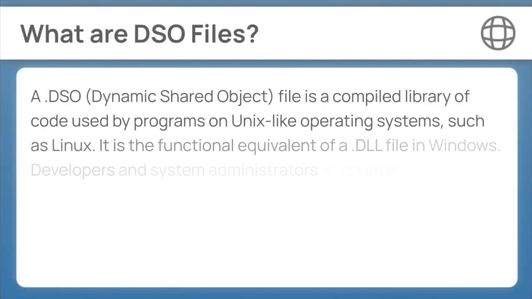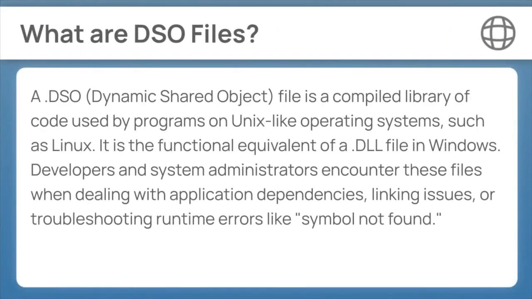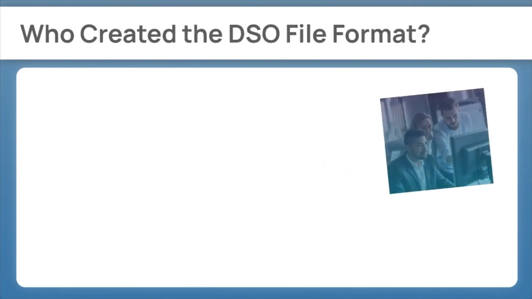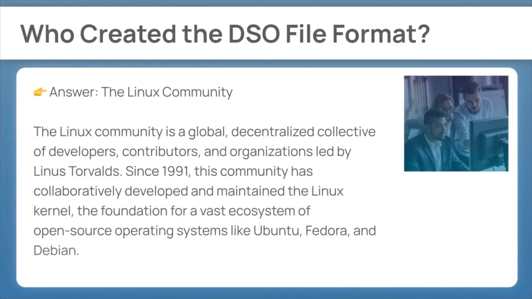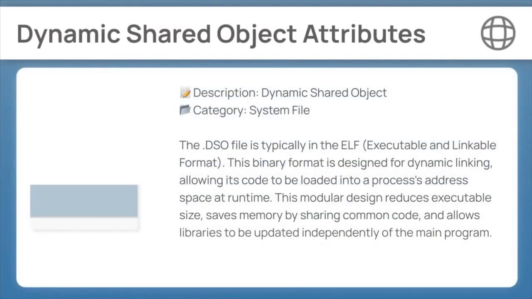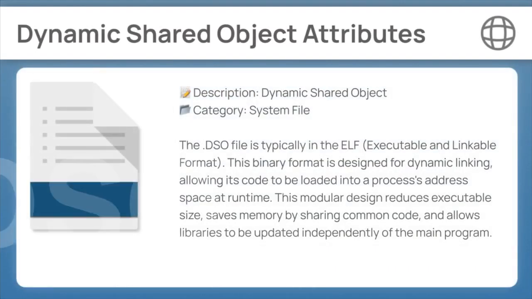A .DSO, Dynamic Shared Object, file is a compiled library of code used by programs on Unix-like operating systems, such as Linux. It is the functional equivalent of a .dll file in Windows. Developers and system administrators encounter these files when dealing with application dependencies, linking issues, or troubleshooting runtime errors like symbol not found. The .DSO file is typically in the ELF, Executable and Linkable Format.